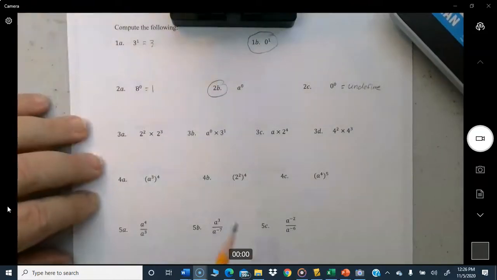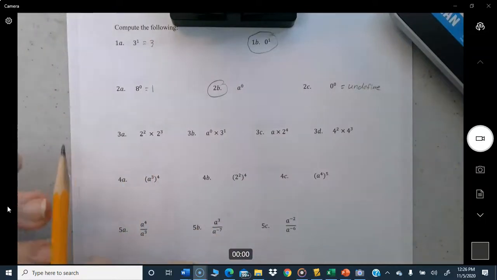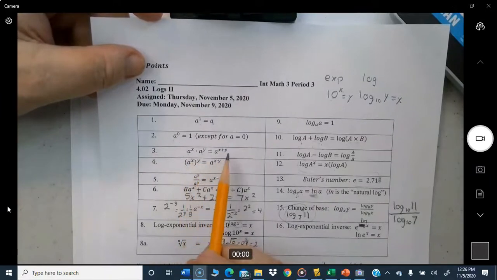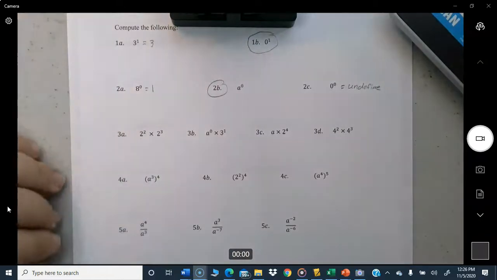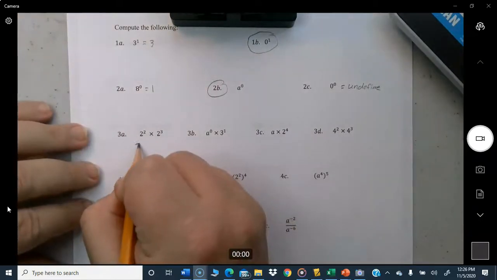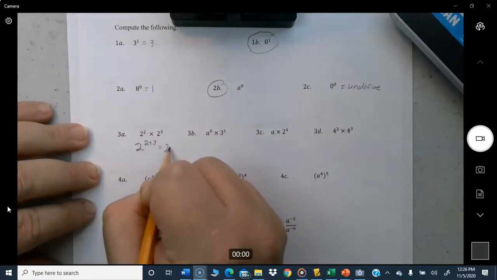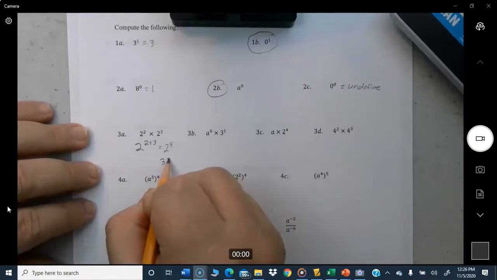Alright, next up. 2 to the second power times 2 to the third power. Don't just give me a number answer. Go ahead and set it up according to the rules here. So a to the x times a to the y equals a to the x plus y. Number 3 here. So 2 to the second times 2 to the third equals 2 to the 2 plus 3, which equals 2 to the 5. Okay? And if you want to write the answer, it's 32.